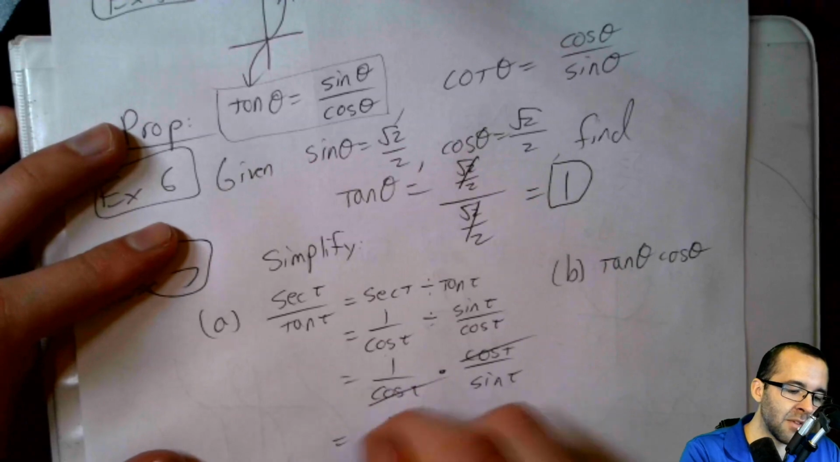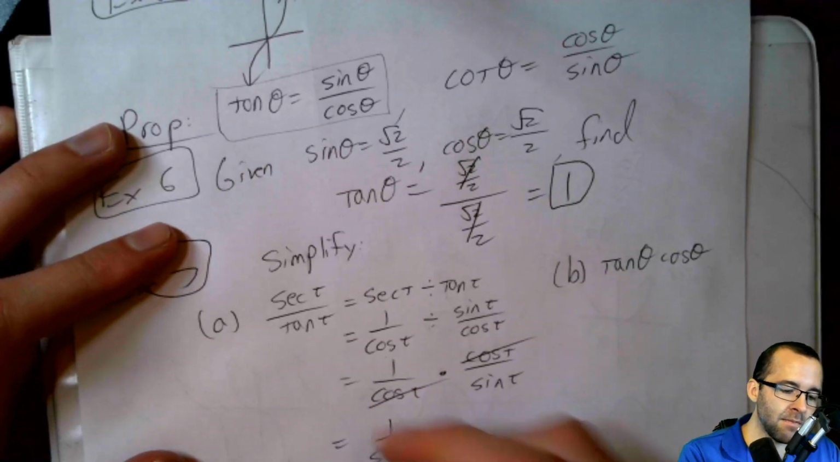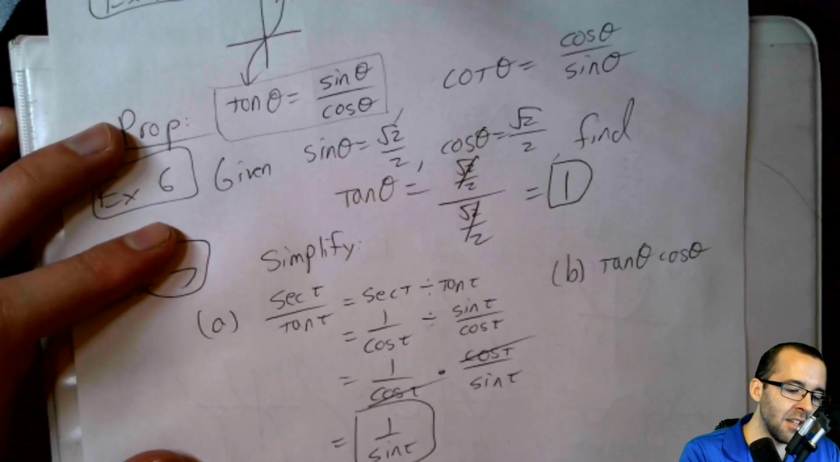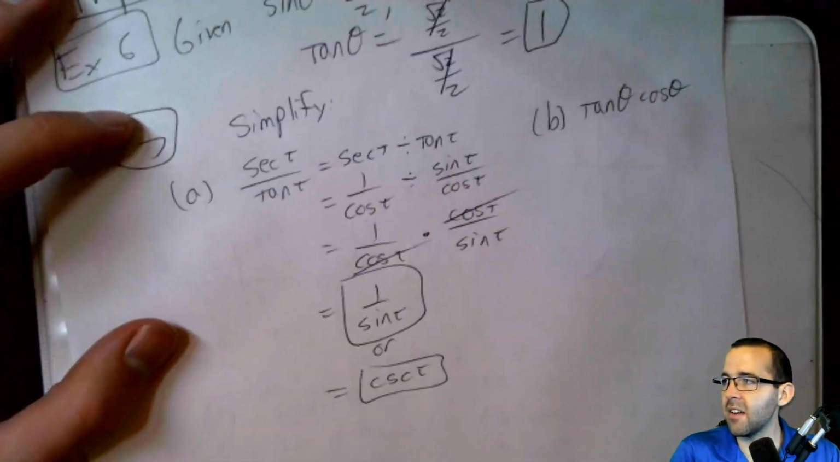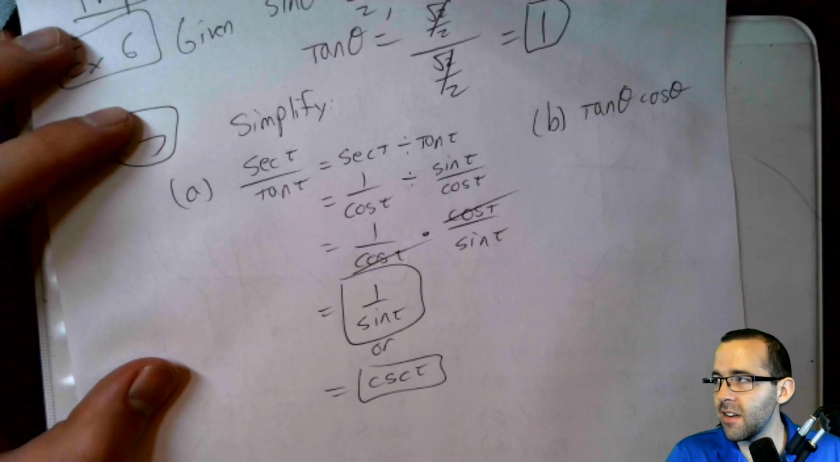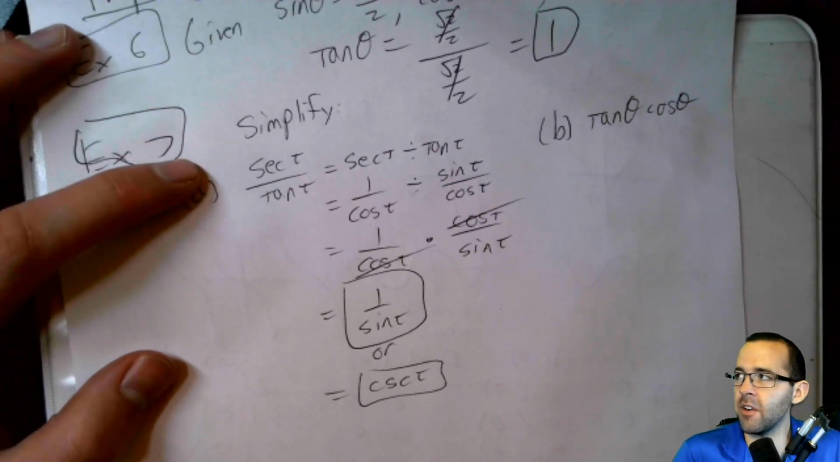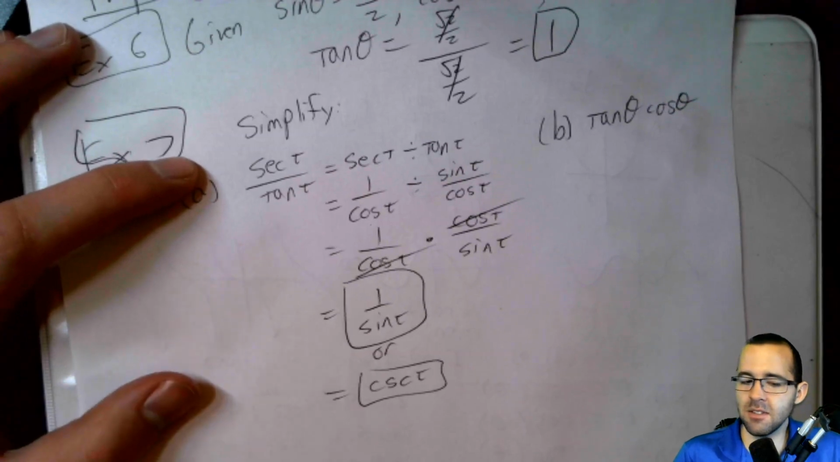Cosines cancel, and we get 1 over sine of t. This is an okay final answer. If you also want to write cosecant of t, I'll accept that. So you can use either one. They're both a-okay. Right? And that's essentially how you do it. You just put things in sines and cosines.